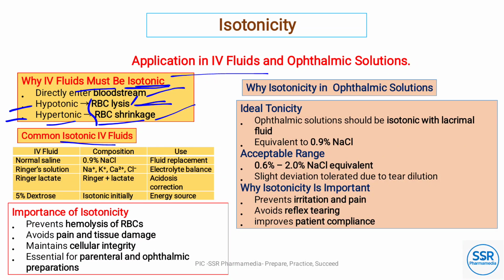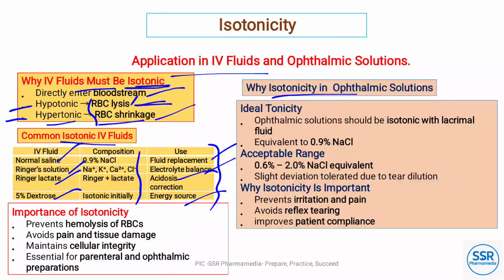Common isotonic IV fluids are normal saline, Ringer solution, Ringer lactate, and 5% dextrose. These are used mainly for fluid replacement, electrolyte balance, acidosis correction, and as energy sources.